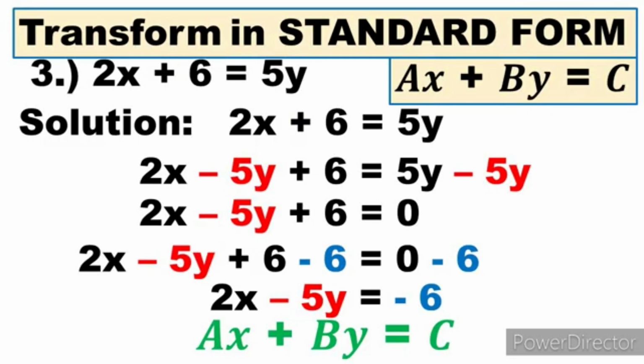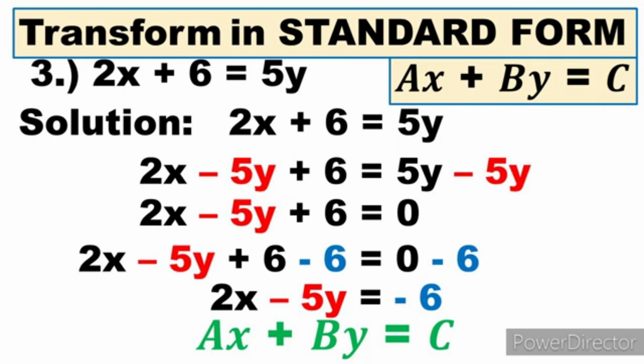Okay, next, number 3 example. We have 2x plus 6 equals 5y. Ita-transform natin sa standard form, which is sa form ng ax plus by equals c. Okay, so sa equation natin, nasa left side ang x at saka yung constant. And then, nasa right side ang y. So, dapat yung may variable na x at may variable na y nasa left side ng equation at ang constant ay nasa right ng equation.